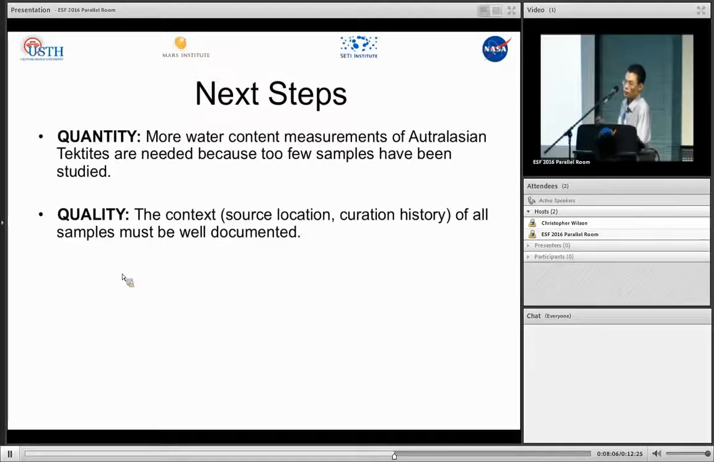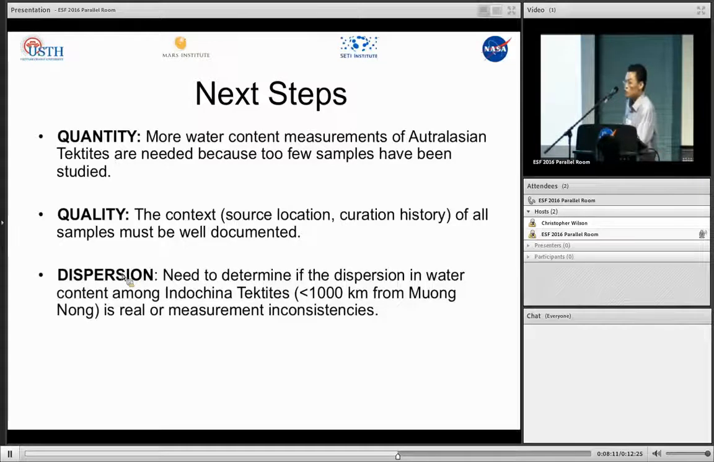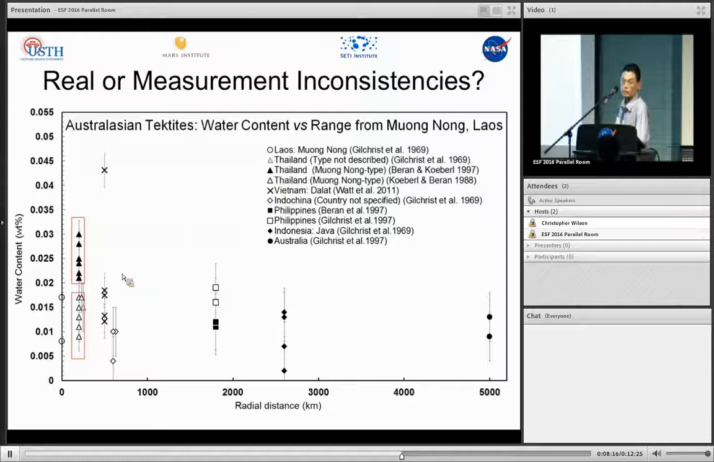And also, we need to understand more about the dispersion in water content among Indochina tektite. There is a dispersion here between the water contents of tektites in Thailand. So even with the same place of sample collection, even with the same people doing the measurement, there is a dispersion of water measurement here. We need to determine whether this dispersion is real or just a measurement inconsistency.